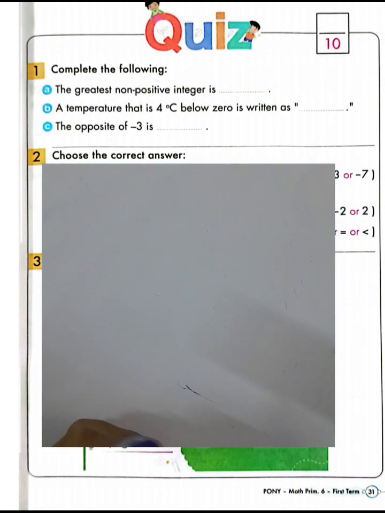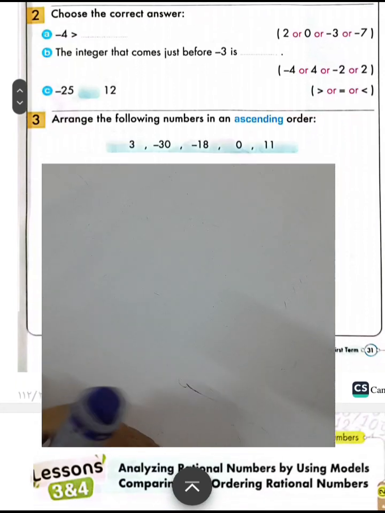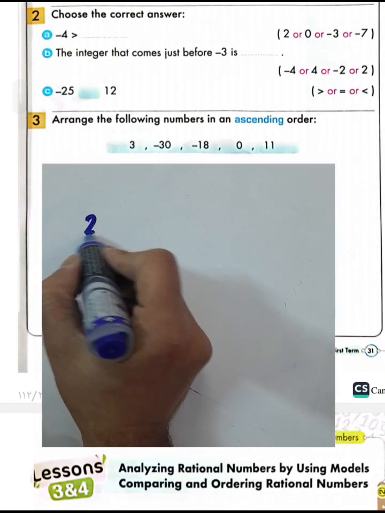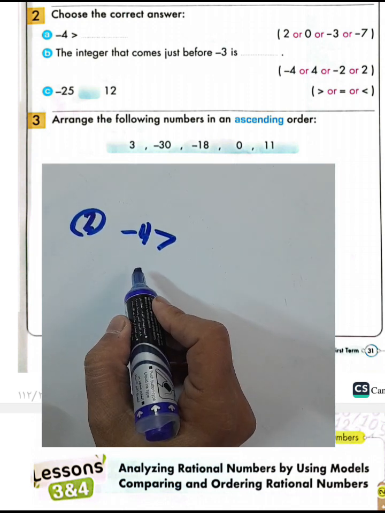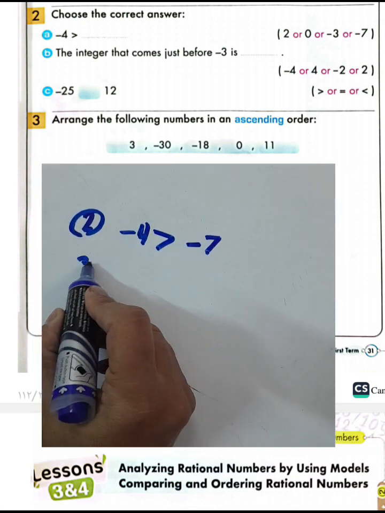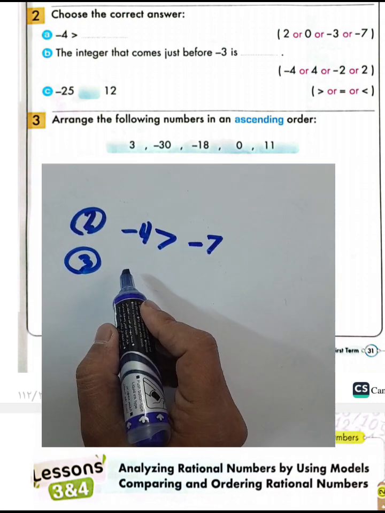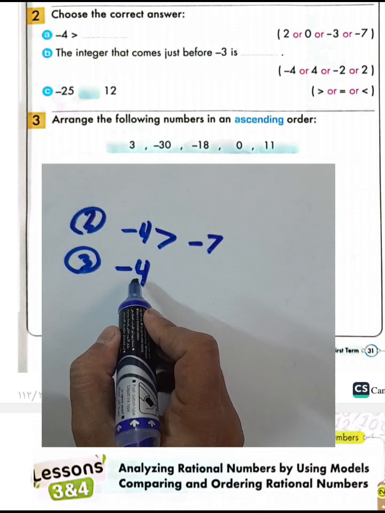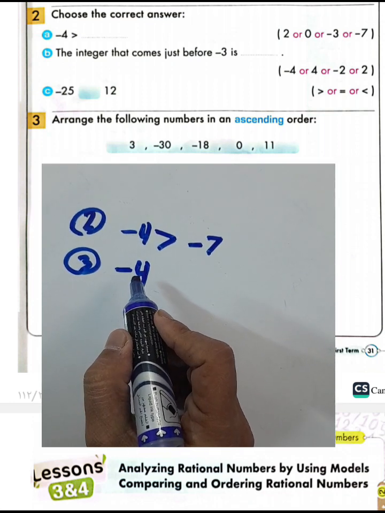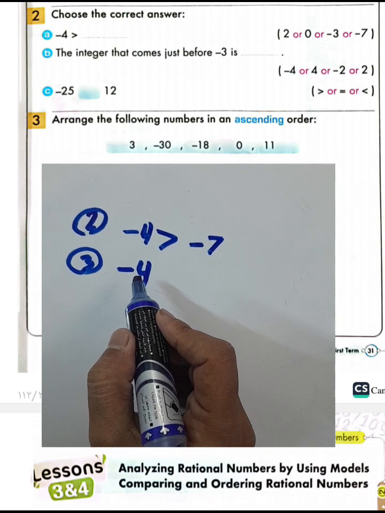Question number 2, choose the correct answer. Negative 4 is greater than what? Negative 4 is greater than negative 7. The integer that comes just before negative 3 is negative 4. Before means subtract 1 from the number. Okay? Understood?